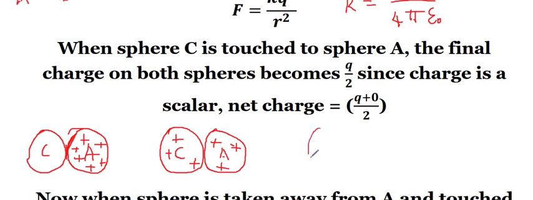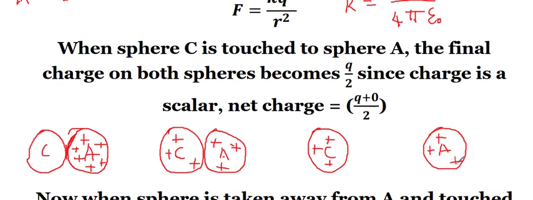And if you separate the two spheres, then you have your sphere C and your sphere A. Sphere C will be left with 1, 2, 3 positive charges, and sphere A will also be left with 1, 2, 3 positive charges. Then effectively, if the initial charge on A was Q, then after charge redistribution, the charge on sphere C becomes Q on 2, and the charge on sphere A becomes Q on 2. Even when you separate them, the charge on each remains Q on 2.